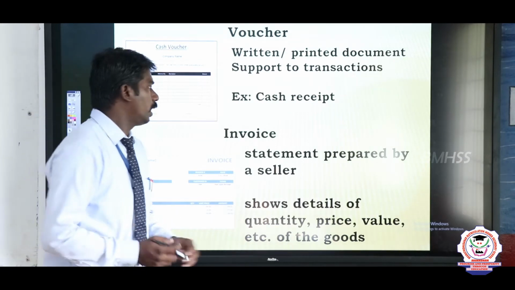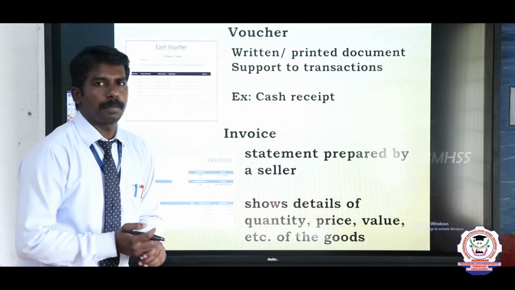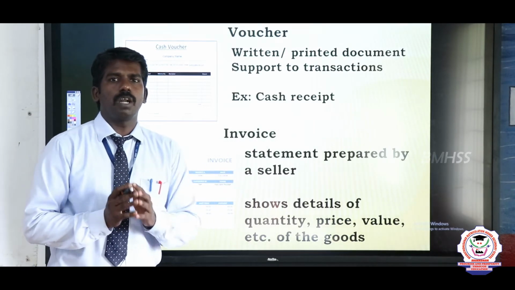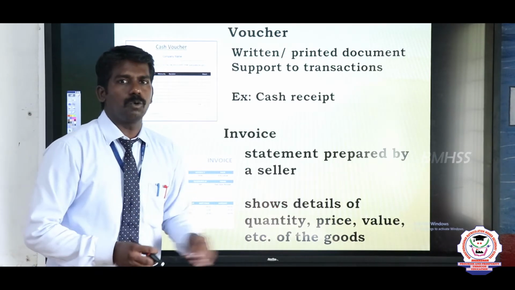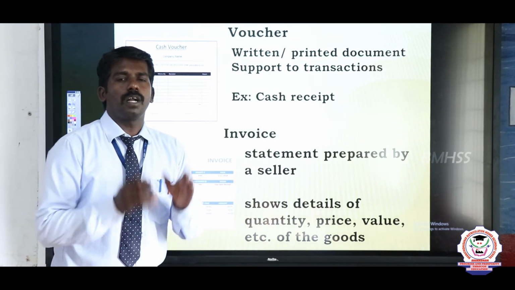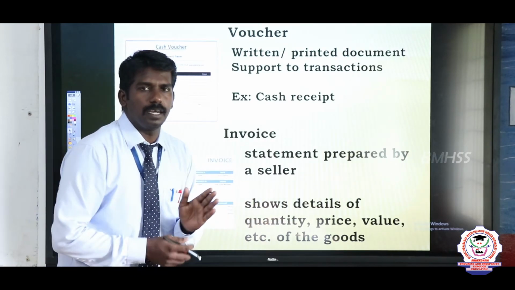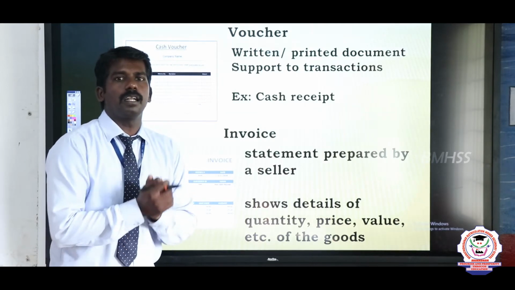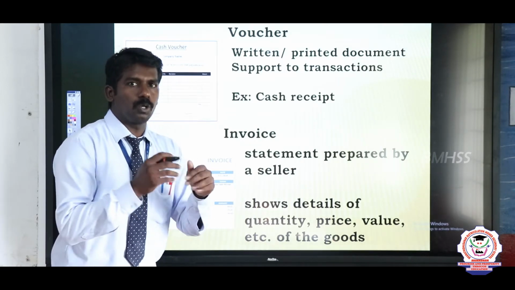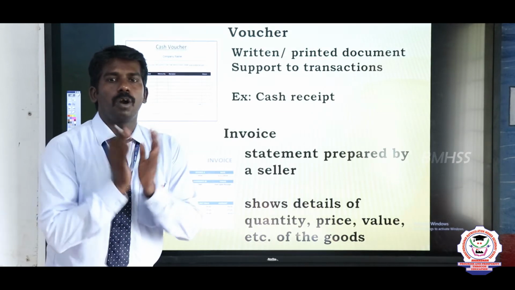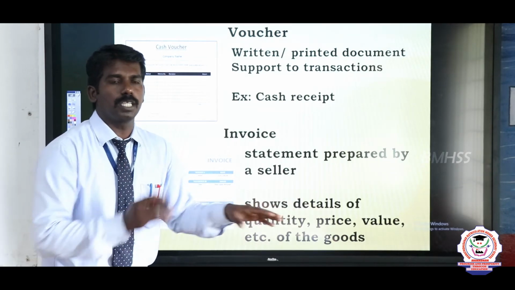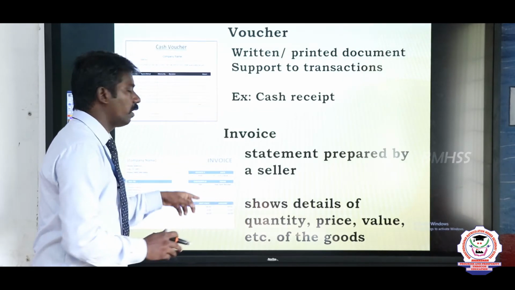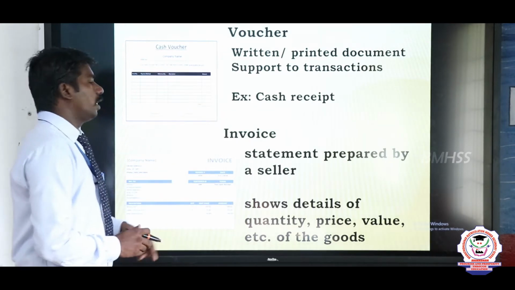Next one is the invoice. What is an invoice? An invoice is a statement prepared by the seller. What all items will be included in the invoice? What types of goods are sold to the buyer, on which date the sale was made, how many quantities are sold, and how much value of the goods is transferred from seller to buyer. All this information will be disclosed in the invoice.